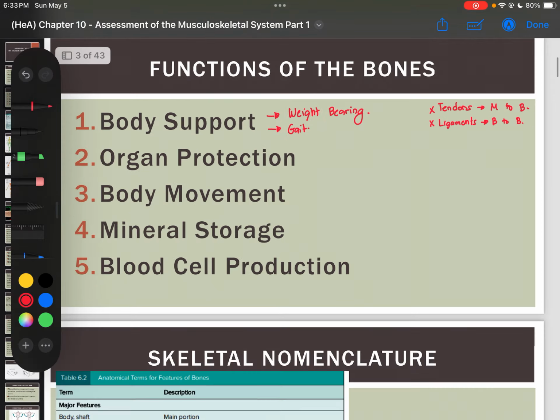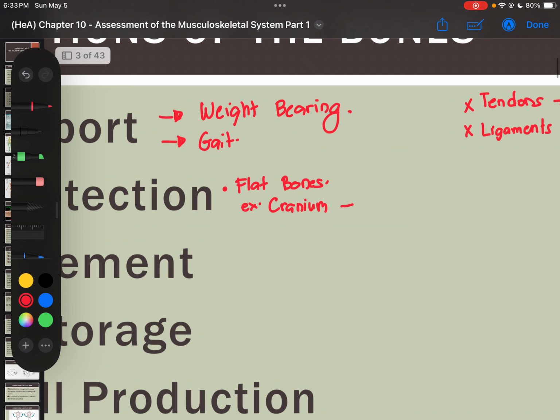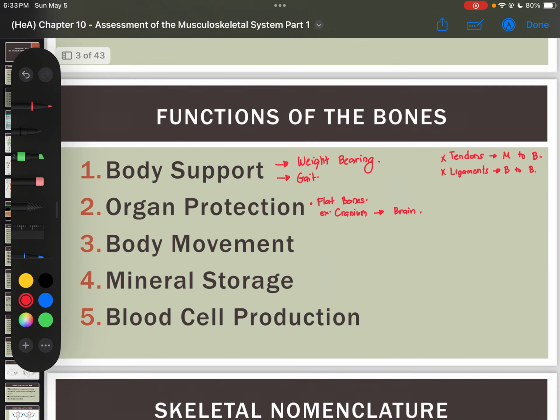Next is organ protection. Organ protection is mostly done by our flat bones. For example, class, our cranium, or our skull, is made out of flat bones and it will protect what we call our brain. That is the second function.